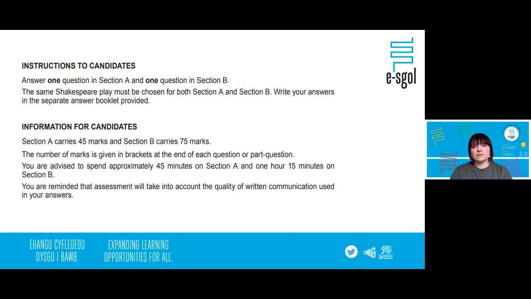So this is what the front of your examination paper will look like. You're being advised to answer one question in Section A and one question in Section B. The same Shakespeare play must be chosen for Section A and Section B, and then you write your answers in an answer booklet that will be provided to you on the day of the exam.